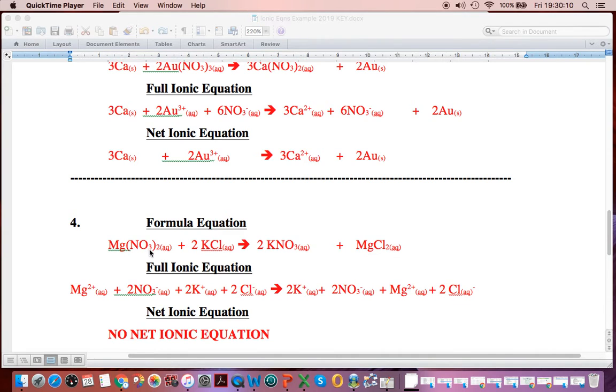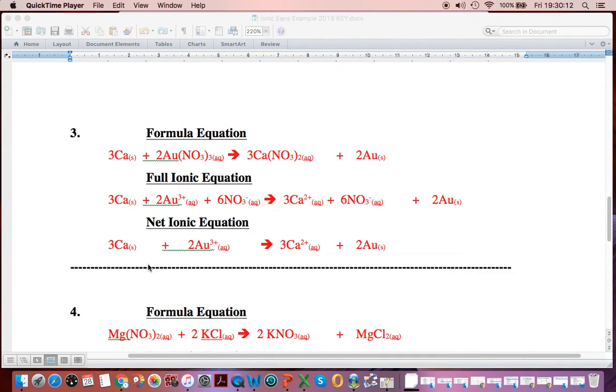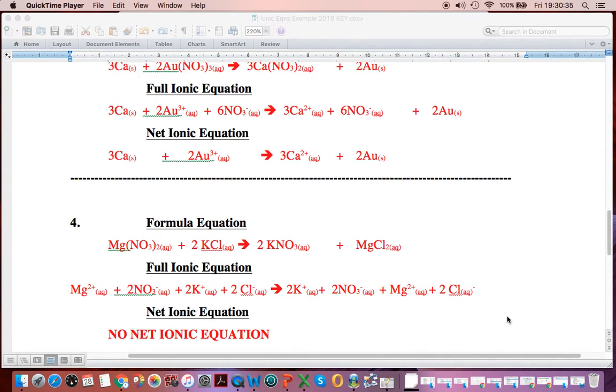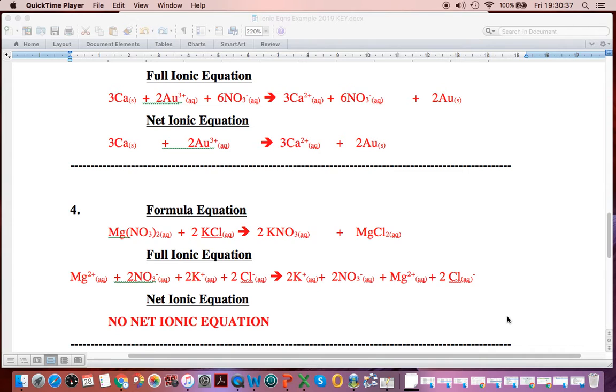This one, we have the magnesium nitrate. I kind of jumped ahead. And the potassium chloride, potassium nitrate, magnesium chloride. And you see aqueous, aqueous, aqueous for all 4 of them. So that means they have to all dissociate. So we split each one and balance, split and balance, split and balance, split and balanced. But what we do like about this is all the things on the left are the same as on the right. So we get to write down no net ionic equation.